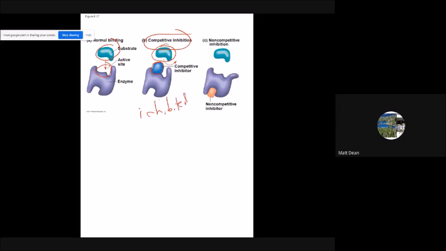Here we have a non-competitive inhibitor. Notice it's not bound to the active site. Here's the active site. It's bound somewhere else. But notice that it changed the shape of this active site. And because the shape is different, the substrate won't fit into that groove. And because it won't fit in, this reaction is also inhibited, blocked, prevented.